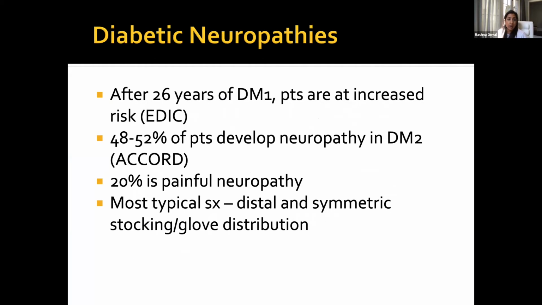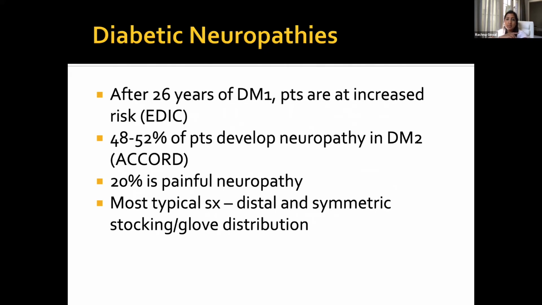So, diabetic neuropathy. Interestingly, after about 26 years of type 1 diabetes, patients are at increased risk of diabetic neuropathy, whereas about 50% of patients develop neuropathy in type 2 diabetes. Most of our diabetics are not going to have painful neuropathy; only about 20% have painful neuropathy. And typically they'll get a distal and symmetric sensation of numbness or tingling, like in a stocking glove distribution.